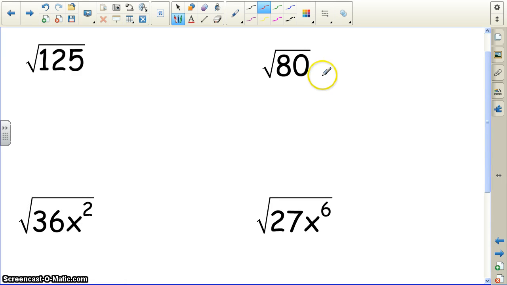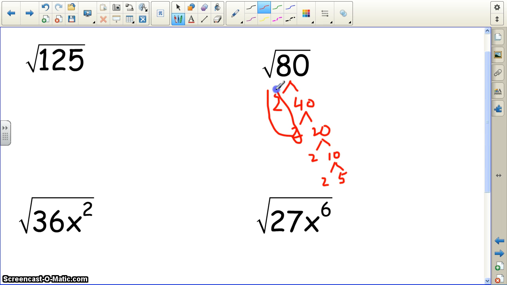Let's do the square root of 80 here. Again, there's 2 ways to do it. I'm just going to go ahead and use the factor tree real quick. So that's going to be 2 times 40. 40 is 2 times 20. 20 is 2 times 10. And finally 10 is 2 times 5. So I'm going to circle my pairs. I got one pair there, and I got another pair there.